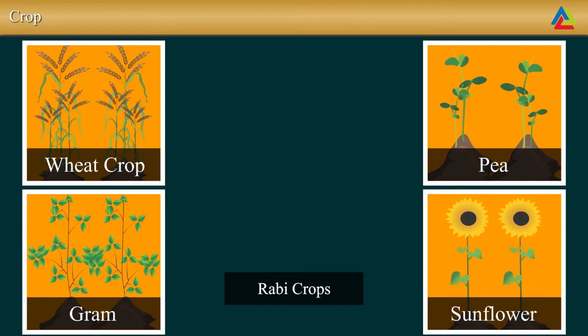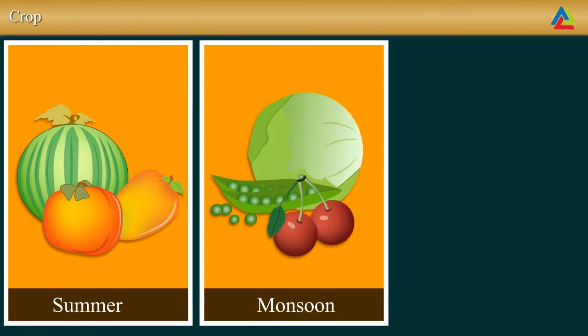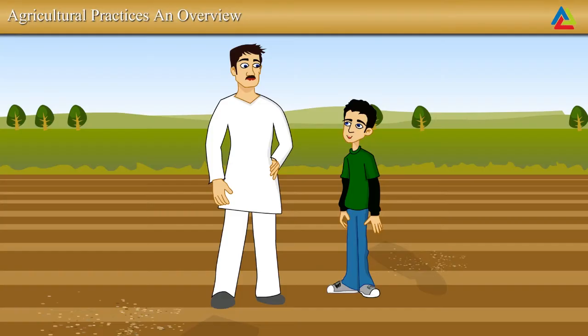But what about fruits and vegetables? Different fruits and vegetables are grown in different seasons. That is why we have seasonal fruits and vegetables in the market. For example, we have mangoes in summer and apples and oranges in winter season. Oh, now I understand. How do the farmers cultivate?